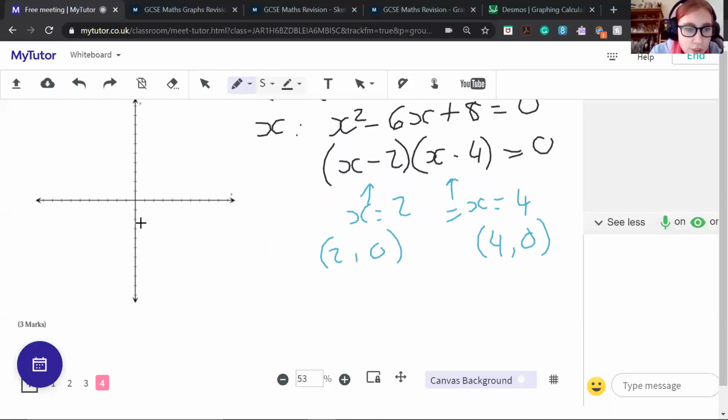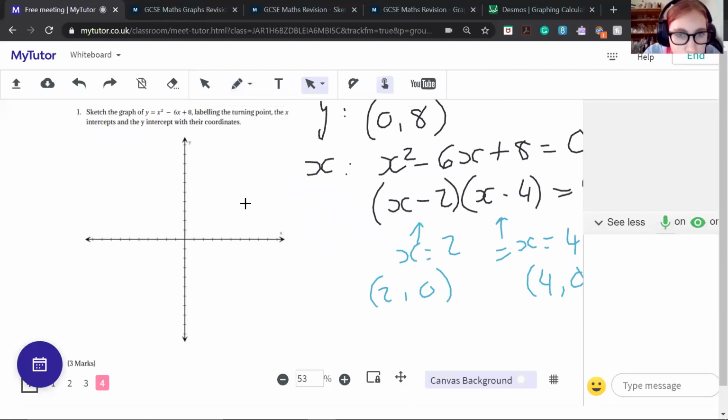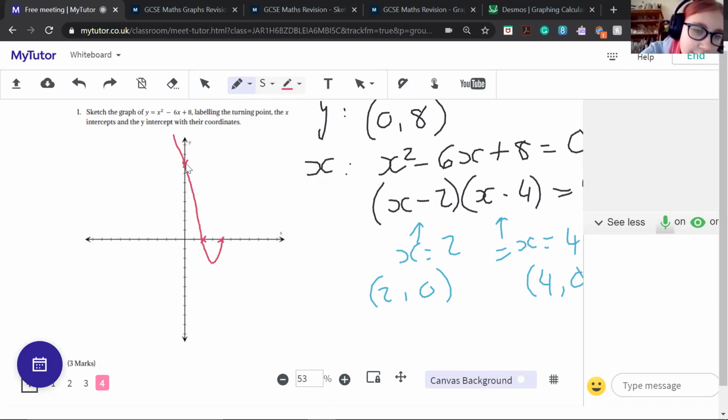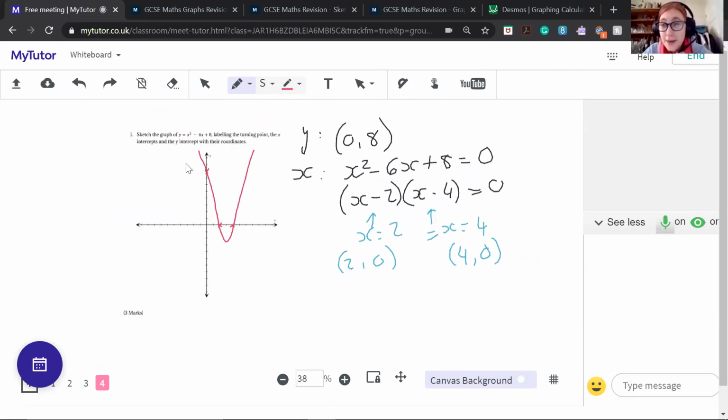So if we just do the scale of one little line is 1, then 0, 8 is 1, 2, 3, 4, 5, 6, 7, 8 here. And 1, 2, 3, 4, 5 here. That's 0, 8, and then it crosses the x-axis at 2 and 4. So we can tell that because it's a smiley face quadratic, it's got to come down here, cross both of these, and go back up again. And if you want to know about labeling the minimum point, I can come back to it at the end if you'd like me to. So just let me know.